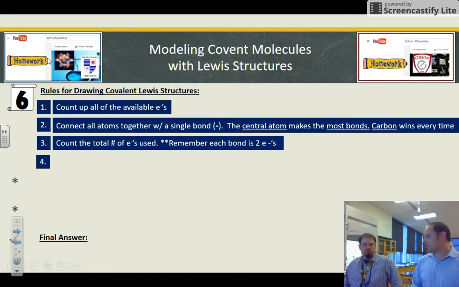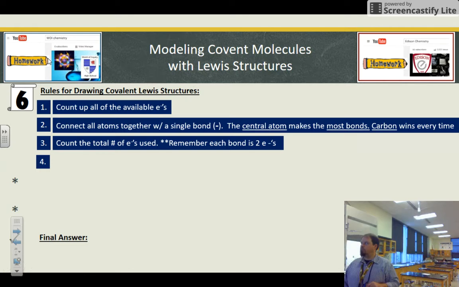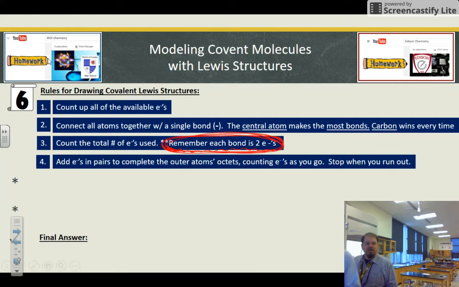Count the total electrons used after you connect. Each dash now is 2 electrons. Very important. I'm going to underline that because that's a fact beyond the rules here. That's actually sometimes a multiple choice question: how many electrons are present? And then I'm going to add electrons in pairs around the outside atoms until I get to whatever number I counted to.